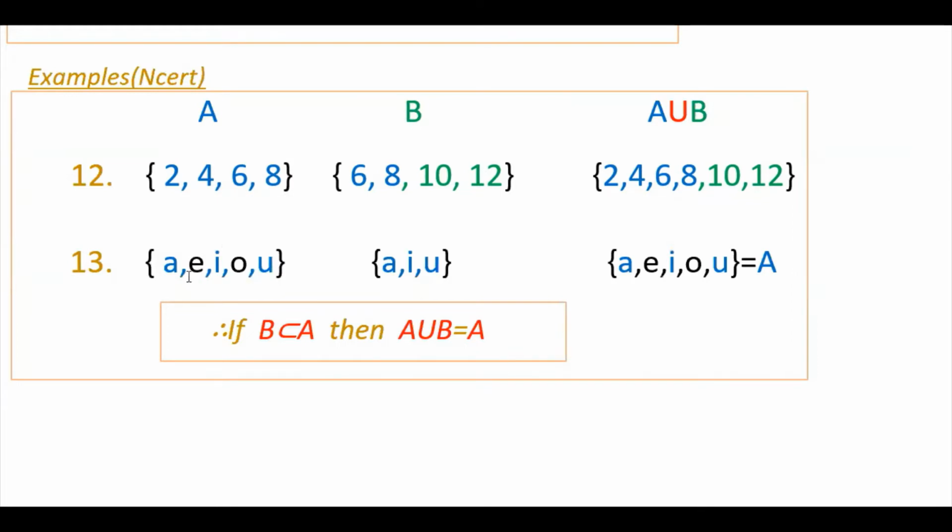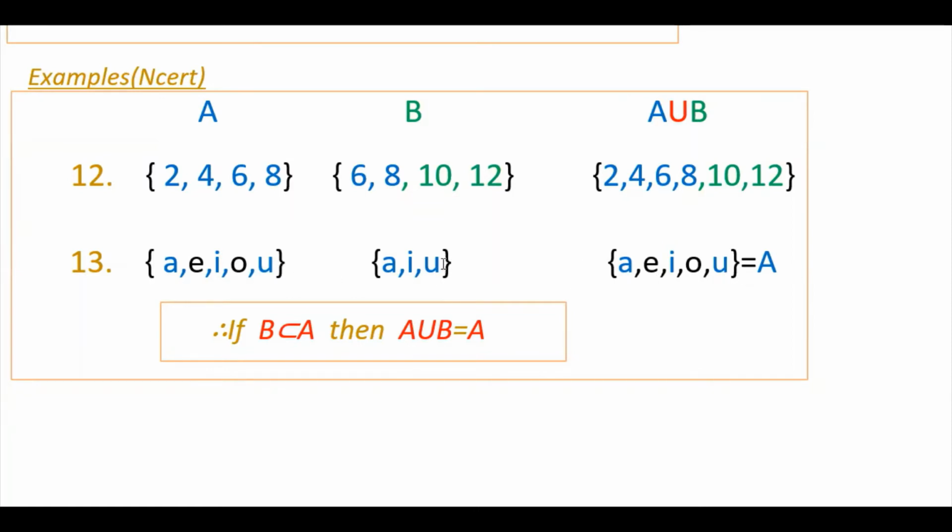And if you take the next example, A, E, I, O, U are the elements of A, and A, I, U are the elements of B. Then A union B is equal to, you have to take all the elements of A as well as all the elements of B without repeating any element. So here A, I, U, the elements belonging to B, also belong to A. So you have to take only these elements, A, E, I, O, U. So this is nothing but A.